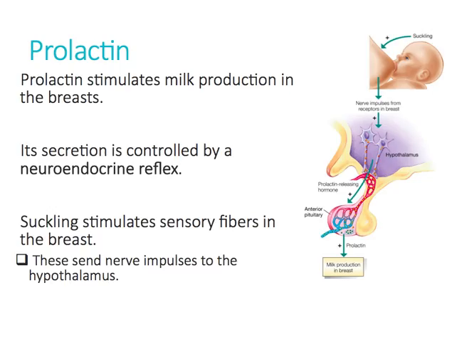Prolactin is another hormone. This prolactin stimulates milk production in the breast. It is controlled by something called a neuroendocrine reflex, and that is where suckling will stimulate sensory fibers in the breast, which will then send nerve impulses to the hypothalamus, causing release of prolactin.